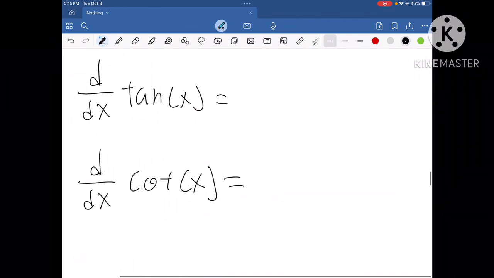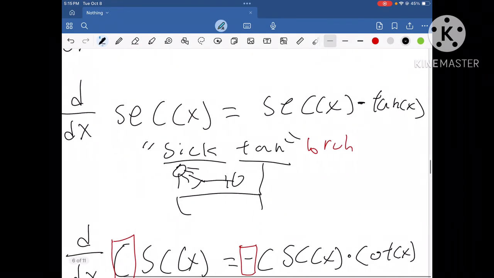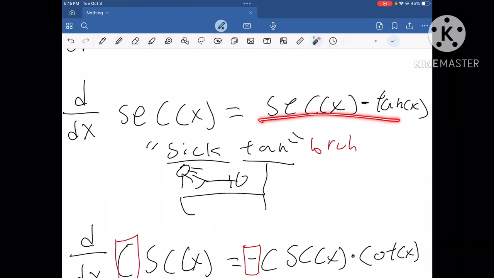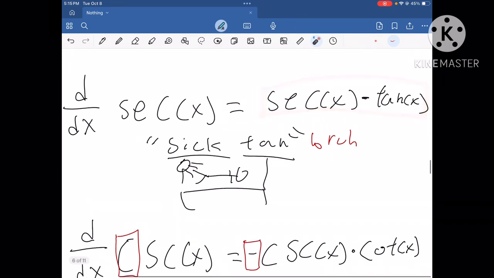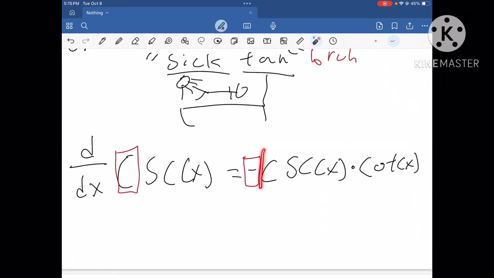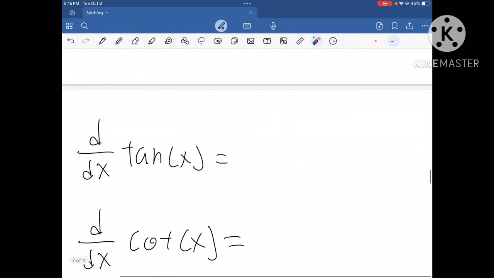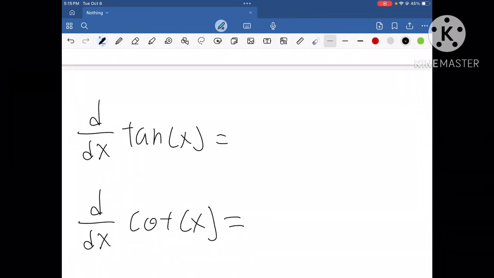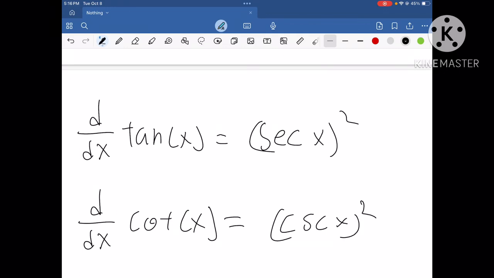After that, we have tangent and cotangent. We might have seen earlier that secant and tangent has a very close relationship. Cosecant and cotangent also has a close relationship. And that applies here too. Derivative of tangent is secant x squared. Derivative of cotangent is cosecant x squared. But of course, as I said, C is a negative, so we put a negative here.